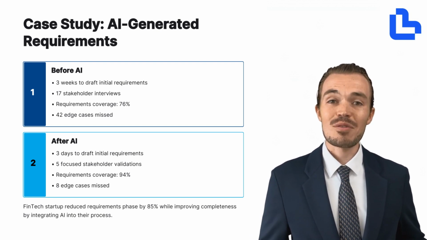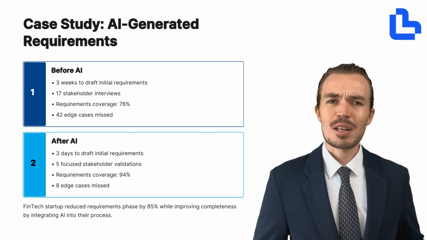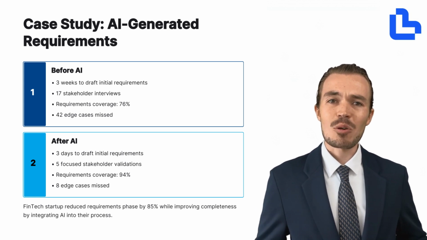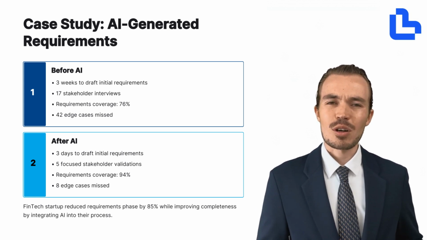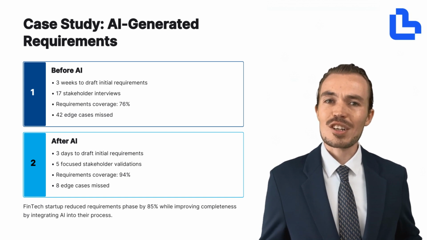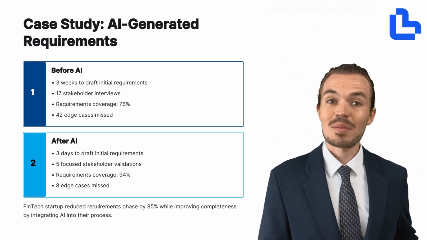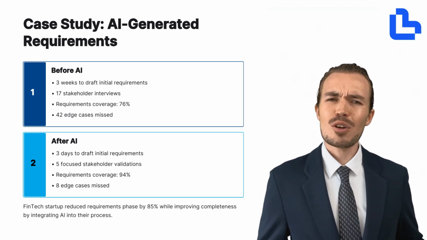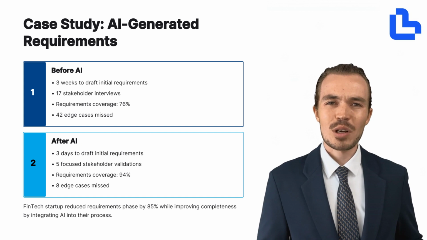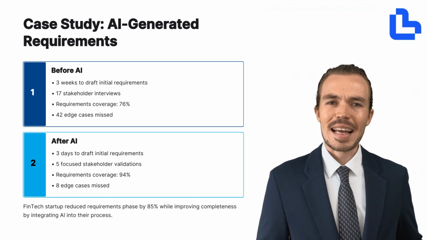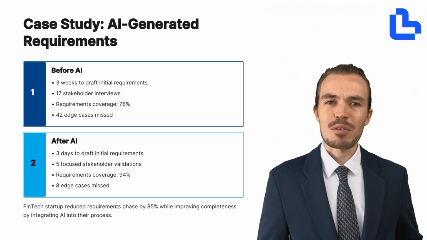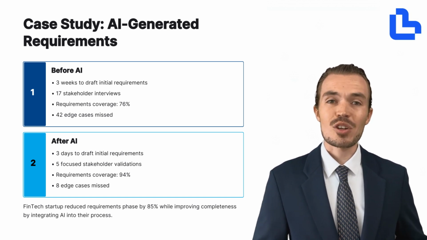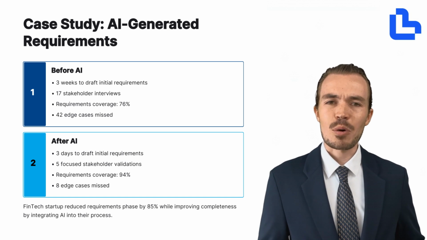This case study comes from a fintech startup that was struggling with the typical challenges of manual requirements engineering: slow turnaround times, incomplete coverage, and missed edge cases. Before integrating AI, their team spent 3 weeks drafting the initial set of requirements. That involved 17 stakeholder interviews and still resulted in only 76% coverage. Even more concerning, they missed 42 edge cases, potential failure points that could have led to serious issues in production.